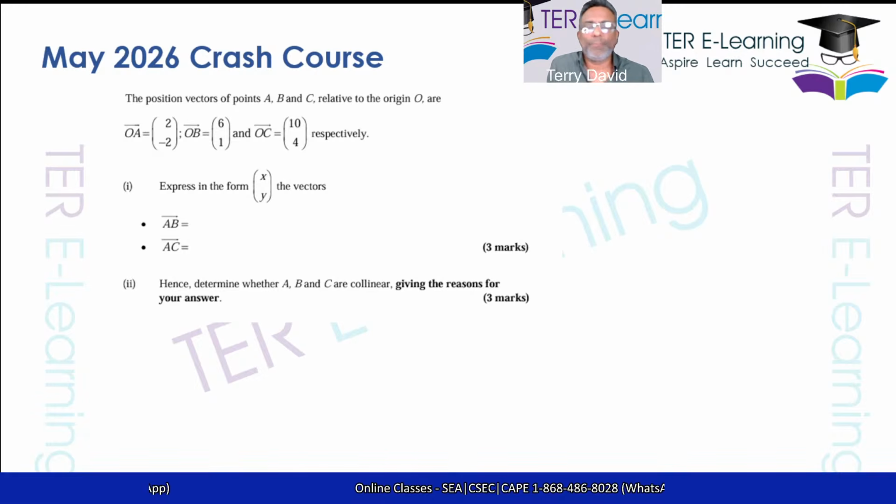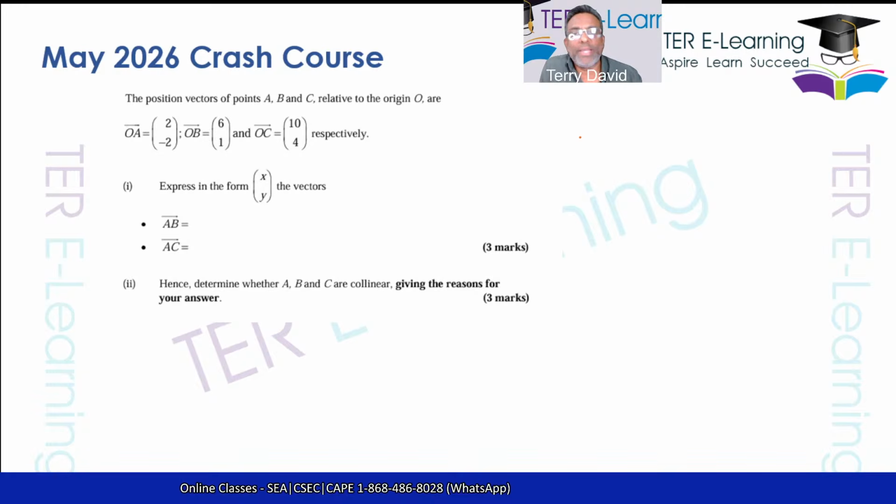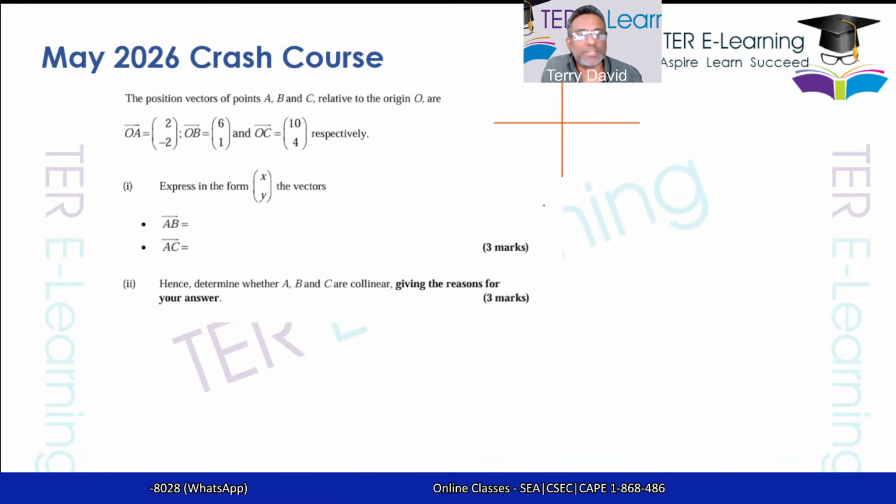All right, so here's what's happening here. We have position vectors OA, OB, and OC. Now, what I normally do sometimes, I'll do a little sketch, especially when it comes to these vectors. So in this case here, I feel something blocking you here.